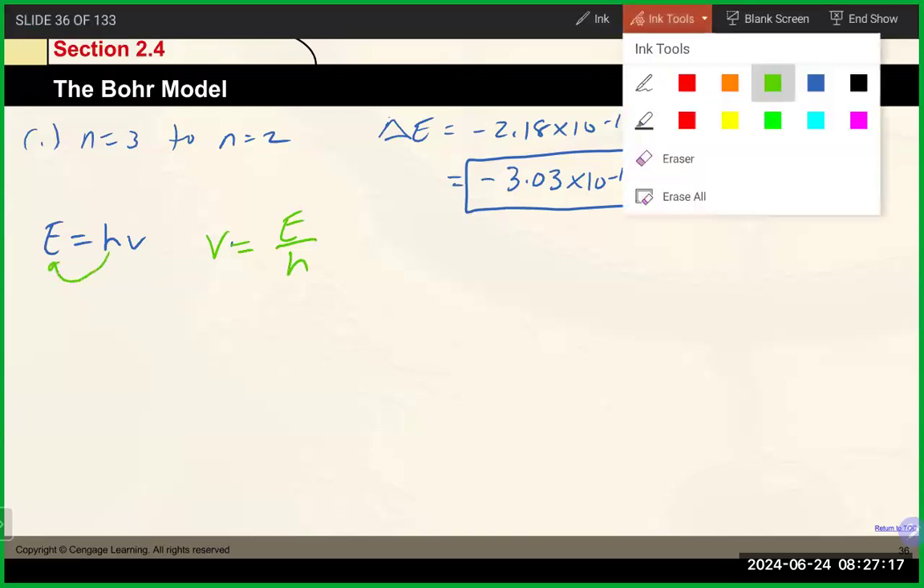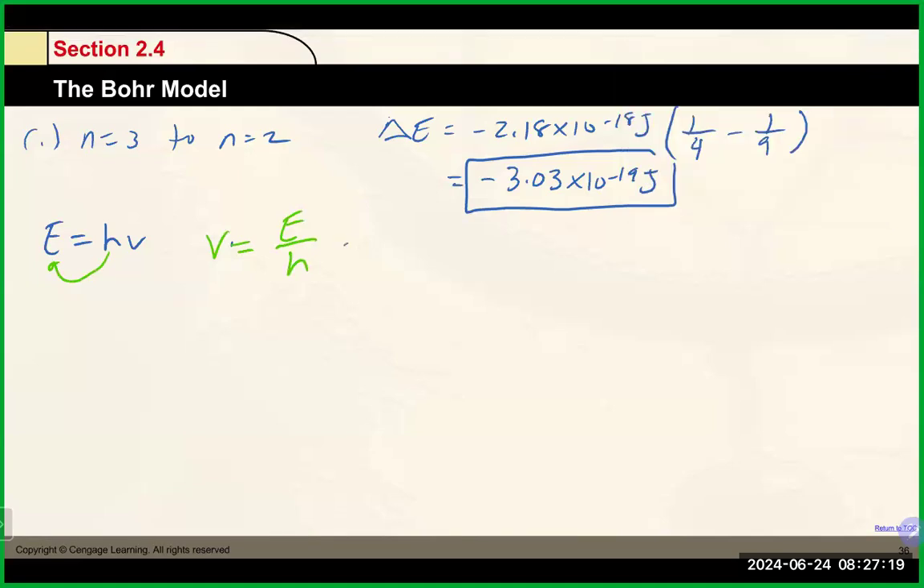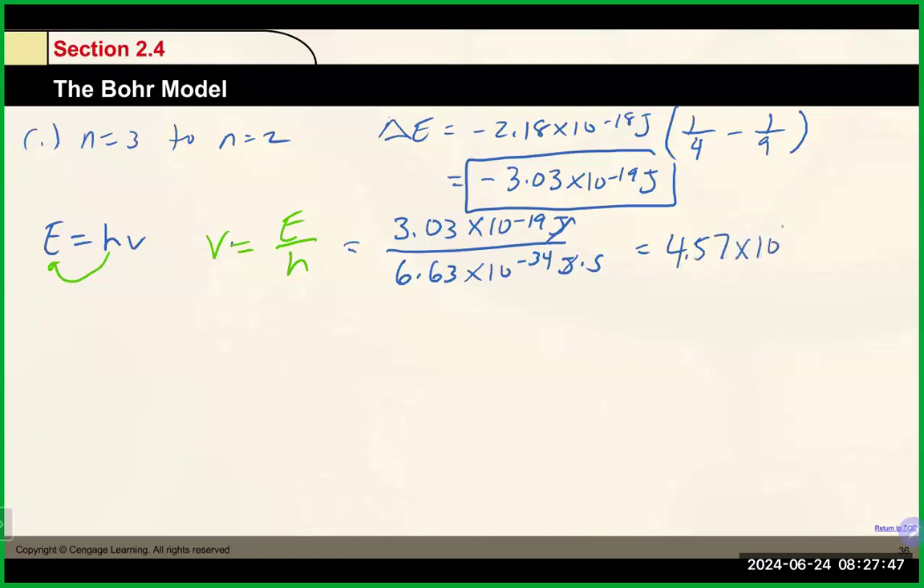All right, now that we got the right numbers there, now popping our number in here, 3.03 times 10 to the minus 19 joules. Again, making it positive. 6.63 times 10 to the minus 34 joules times seconds. Joules will cancel, will leave us with reciprocal seconds when it's all said and done. So we'll take that divided by 6.63 to the minus 34. Going to get us 4.57 times 10 to the 14 reciprocal seconds.